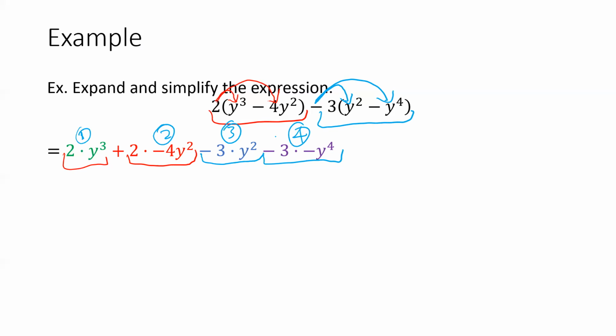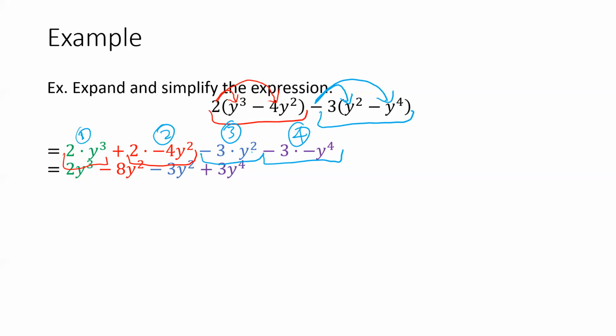And again, we either add or subtract just based on the sign of the product. So in the next step here, we have 2 times y cubed. 2 times y cubed gives me 2y cubed. That's pretty easy. And then I have 2 times -4. 2 times -4 is -8. And we have a y squared there, so we just have -8y squared.